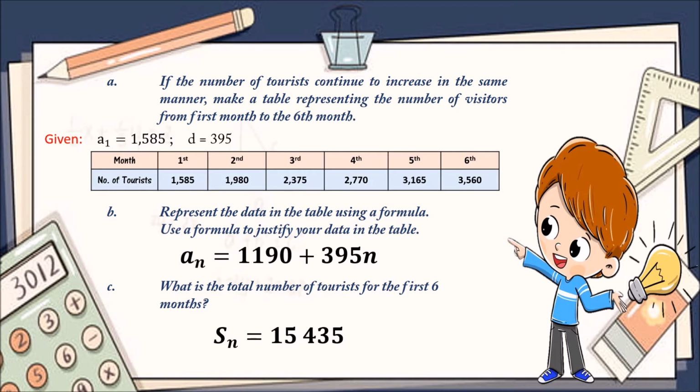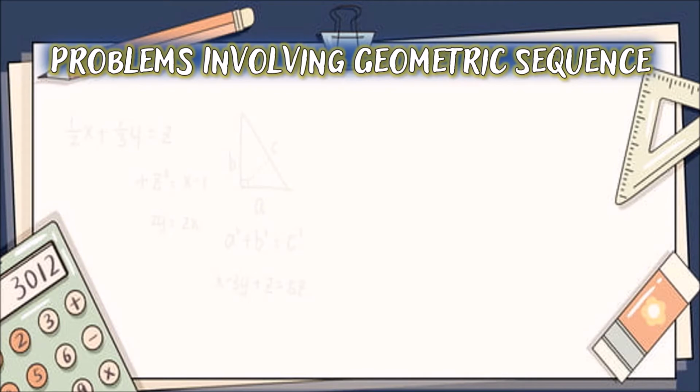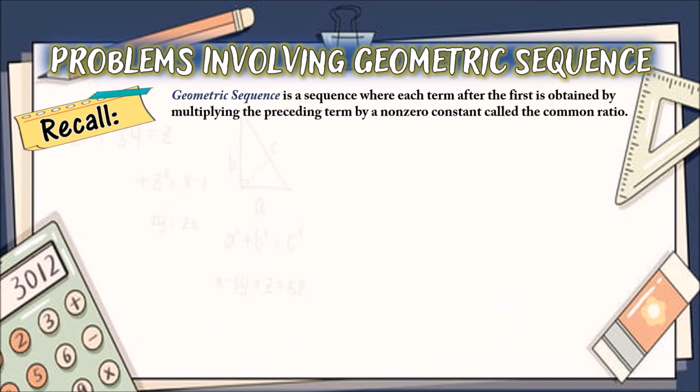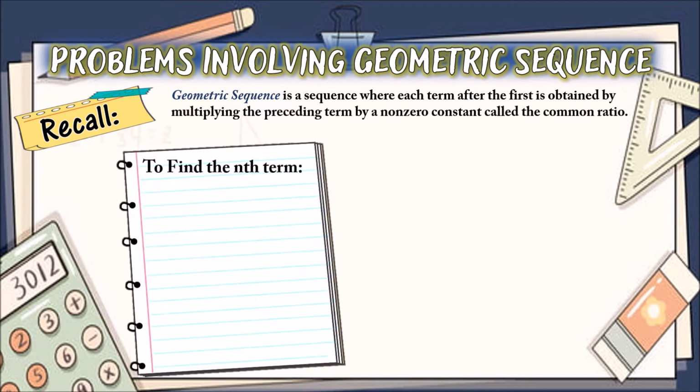Great job, Math Angels! So now, let's proceed to problems involving geometric sequence. Tulad ng sa arithmetic sequence, let's recall ano nga ba si geometric sequence? It is a sequence where each term after the first is obtained by multiplying the preceding term by a non-zero constant called common ratio. So to find the nth term of a geometric sequence, meron tayong formulang a sub n is equal to a sub 1 times r raised to n minus 1.